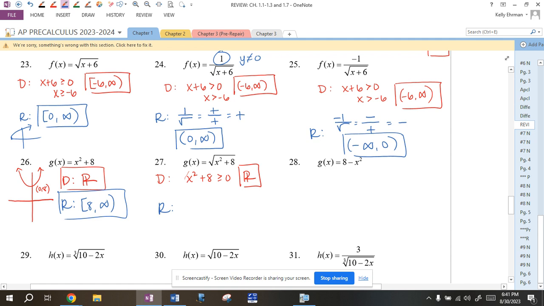This is one where the range is a little bit weird. I think we had one like this. I know we had stuff like this in our packet and also on our homework quiz. So the range is not all real numbers. And it's not 0 to infinity because remember, this x squared plus 8 never actually hits 0.